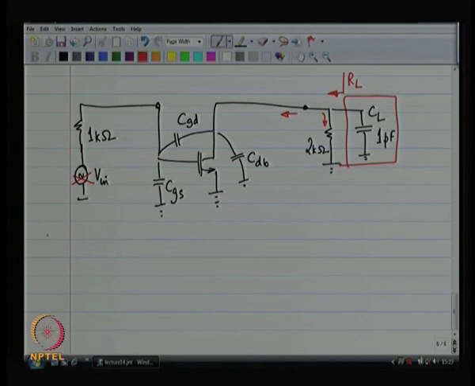So, RL is 1 kilo ohm, which means that the open circuit time constant is 1 kilo ohm times 1 picofarad, which happens to be 1 nanosecond. Right, I am going to write it in terms of picoseconds, so 1000 picoseconds. All right, done, fine. Next we are going to work with CDB.